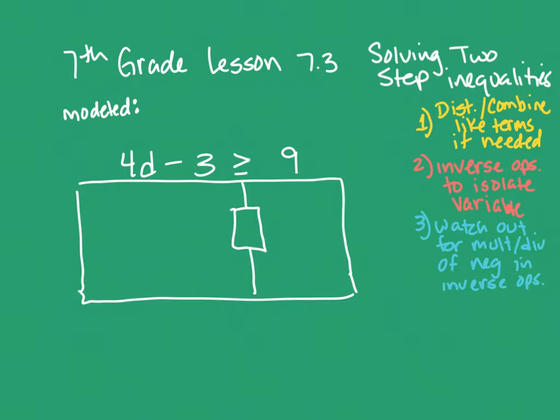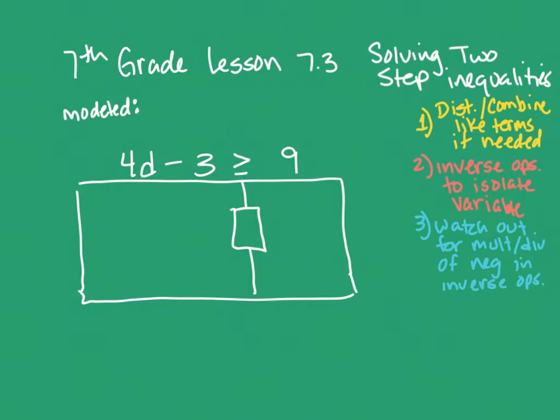And then for the third step, and it's not really a step, pretty much it's just a reminder, watch out when you multiply or divide a negative number in inverse operations. Remember in lesson 7.1, it talked about how that reverses that inequality sign if you multiply or divide across the inequality. So that's step 3 isn't really a step so much as it's a reminder. Double check that. Did you multiply or divide in your inverse operation? If so, you're flipping that inequality sign over. So keep an eye out for that.